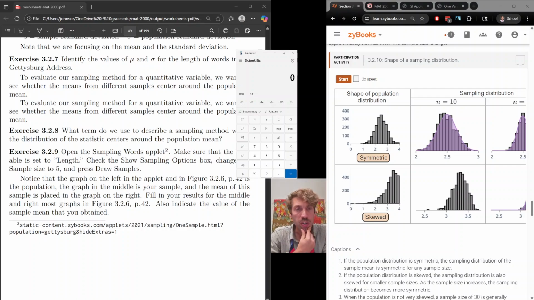Okay, so this is part two. Now we're looking at number 9. Open the sampling words applet. Make sure the variable is set to length. Check the show sampling options box. Change the sample size to 5 and press draw samples.